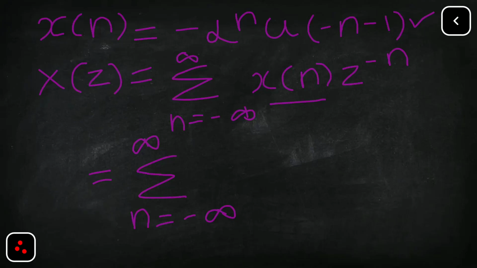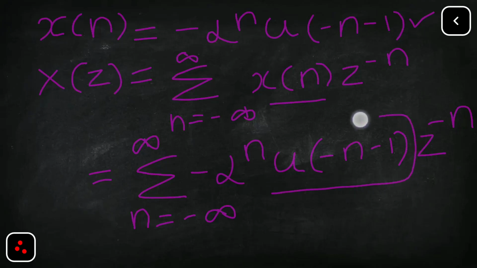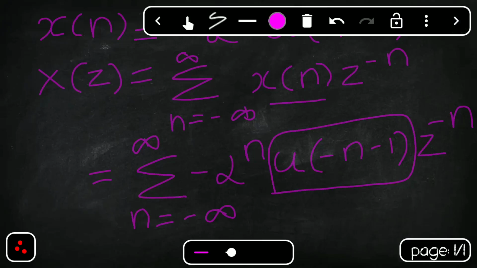Yes. So now let me substitute minus alpha to the power of n into u of minus n minus 1 into z to the power of minus n, right? Now we have to consider u of minus n minus 1 in this expression. Why do I have to consider it? Because for the change of my limit here, I have to consider this. If you have a unit step signal, your limit will change.